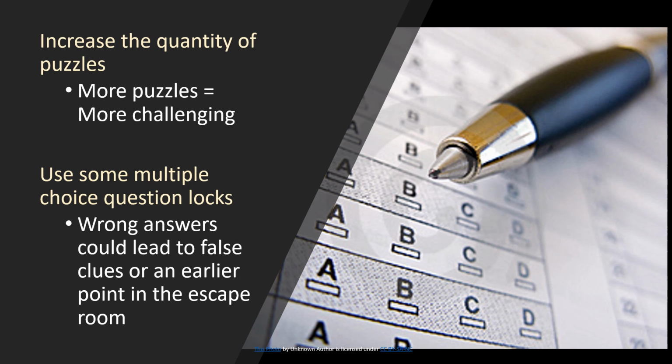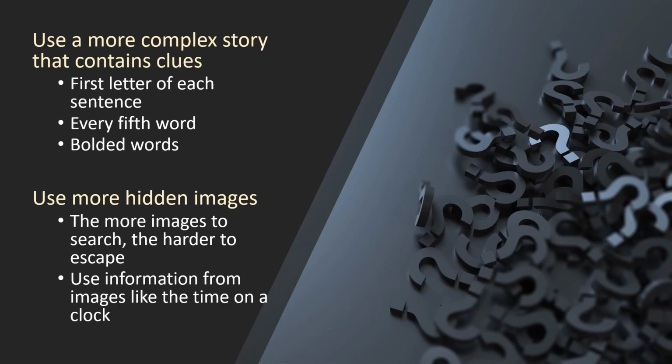If they get the answer incorrect, they can be taken to false clues or earlier points in the escape room. If you do use multiple choice locks, warn the participants of what could happen if they select a wrong answer so they don't get too frustrated. Complexity can be built into the story itself by hiding clues in the text.